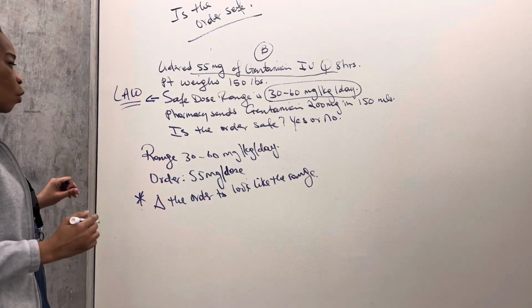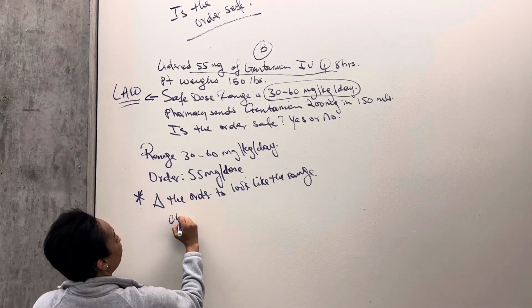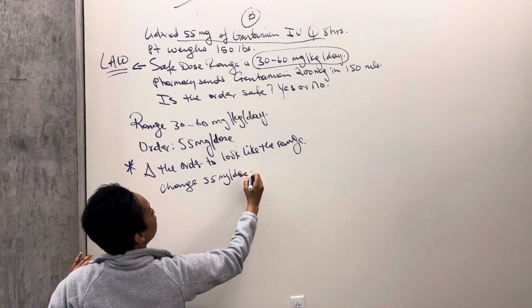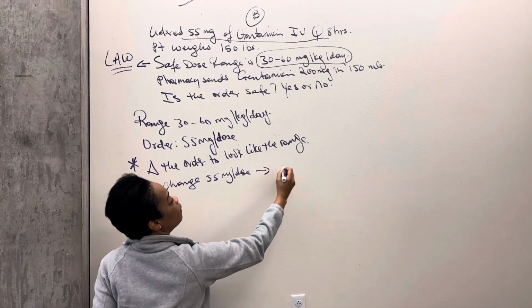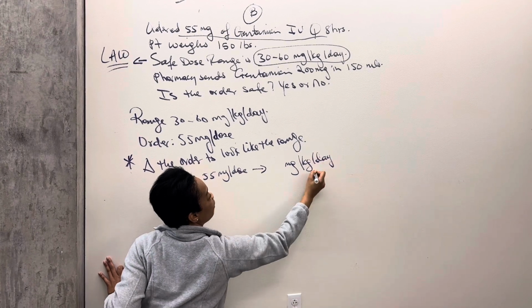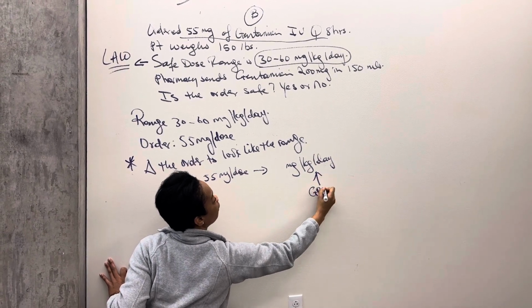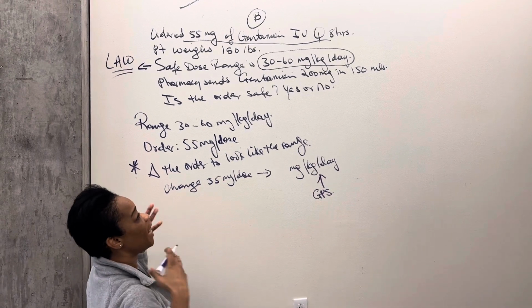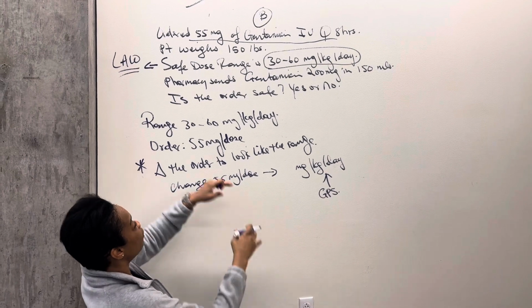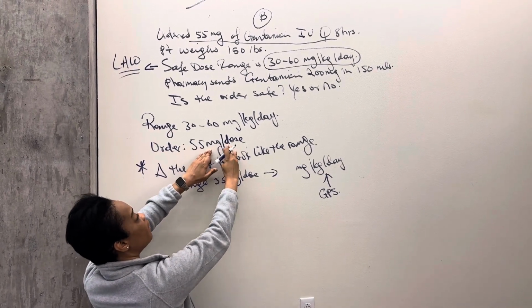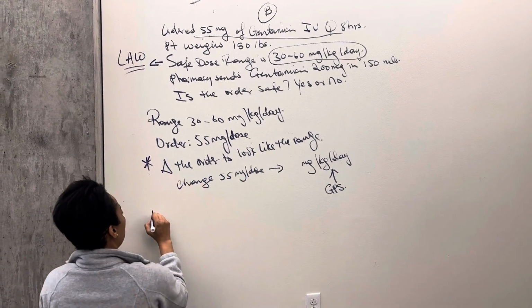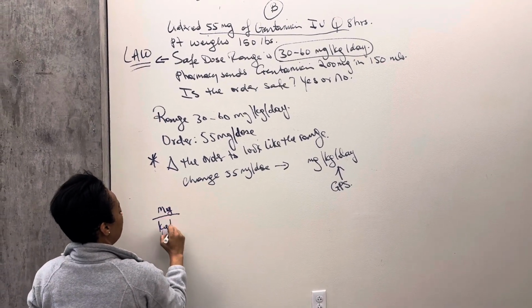So you're going to change the order, 55 milligrams per dose, into milligrams per kilogram per day. So this would be our GPS. It's almost like you're marrying the dose. You have to marry the dose to fit in the family, right? So you're going to change this dose. We're going to get married, and when you're married, your new last name is going to be milligrams per kilogram per day.